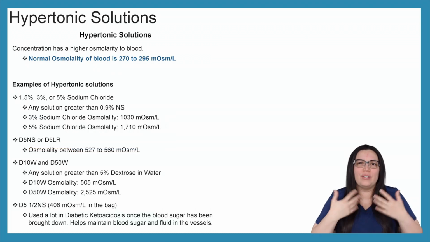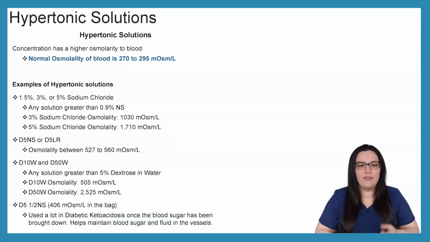So what are some examples of hypertonic solutions? Well, we have 1.5%, 3%, or 5% sodium chloride. So really it's any solution that is greater than 0.9%, which is our normal sodium chloride, is considered hypertonic. So our 3%, for example, sodium chloride has an osmolality of 1030.